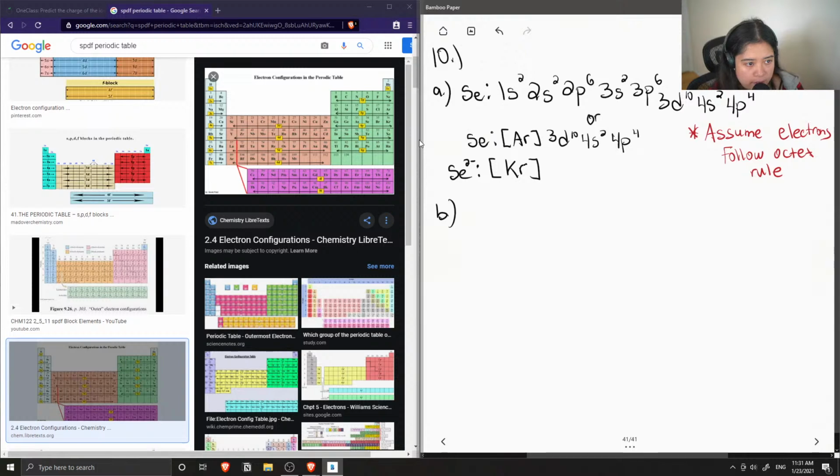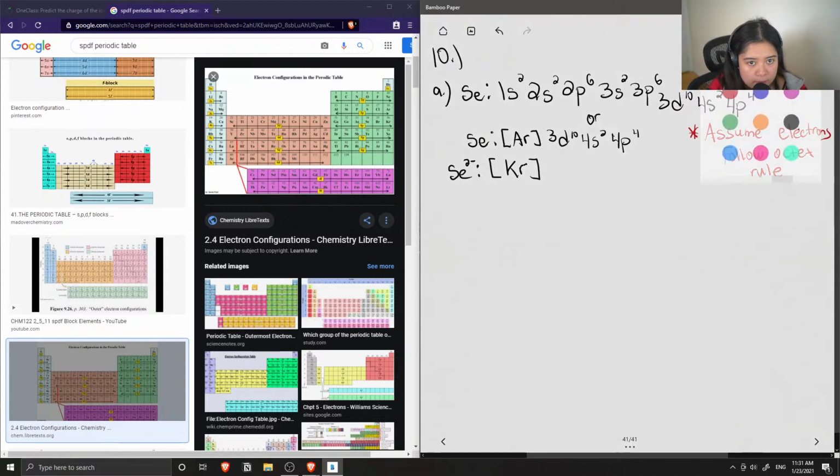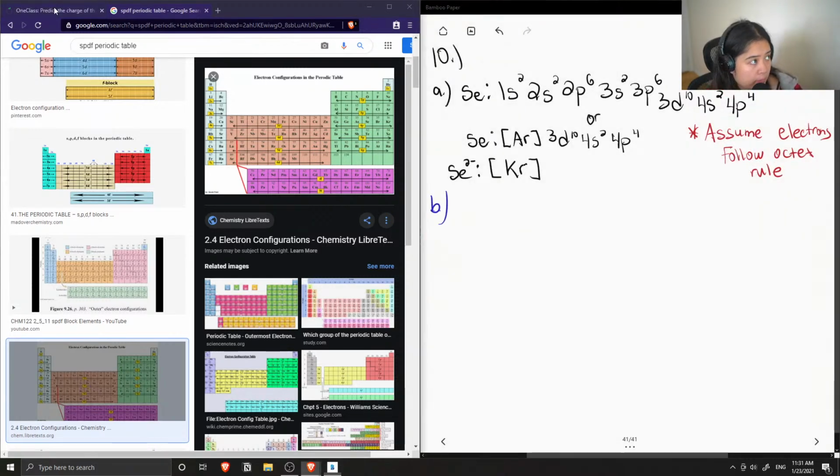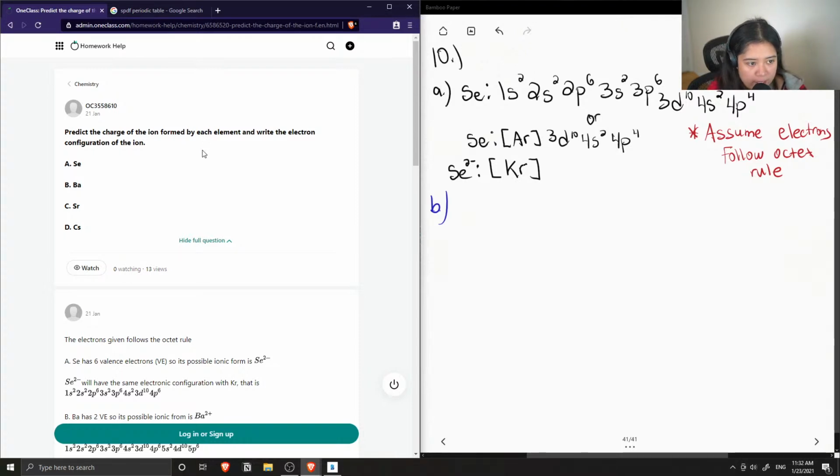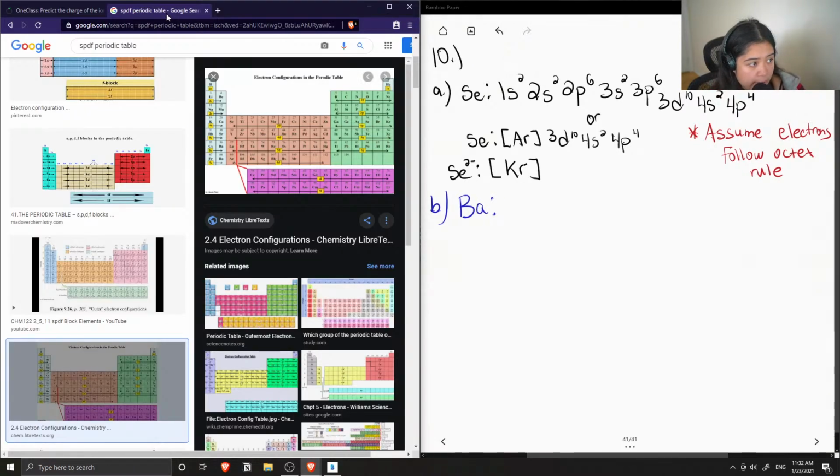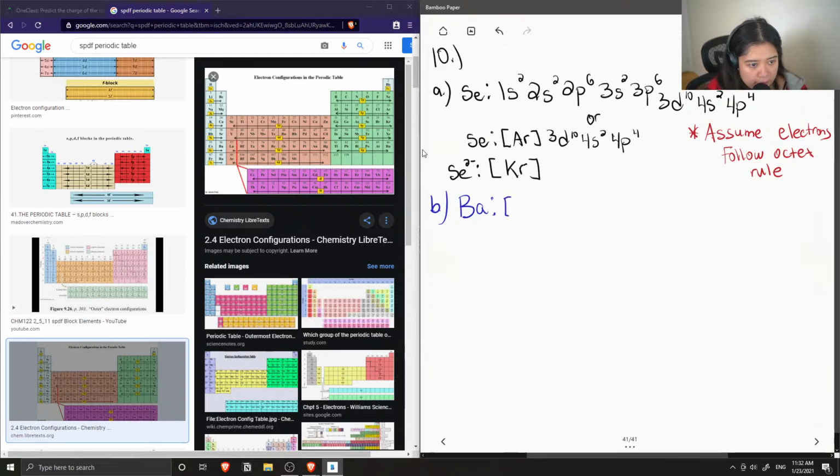Okay, so now let's go to the next element. Do it in a different color. So next we have barium. I'm just going to write the shorthand electron configuration for barium. So it is found right here, atomic number 56. So its electron configuration would be xenon and then 6s2.